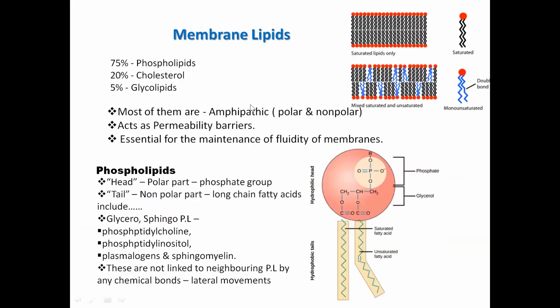Okay. So next you can see the membrane lipids, because several types of lipids like phospholipids, cholesterol, and glycolipids are present. The percentage of these lipids is 75% phospholipids, meaning the percentage of phospholipid will be more, 20% cholesterol and 5% glycolipids. So these are the membrane lipids. In lipids, I have discussed that the tail part is called hydrophobic, while the upper part is called hydrophilic.